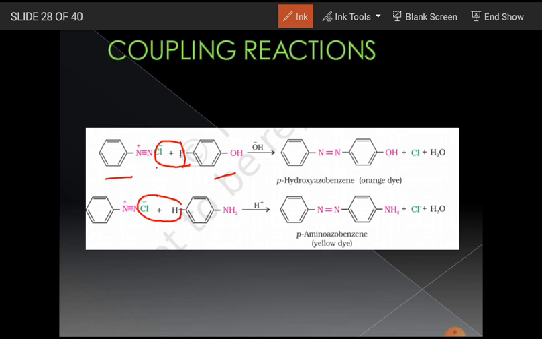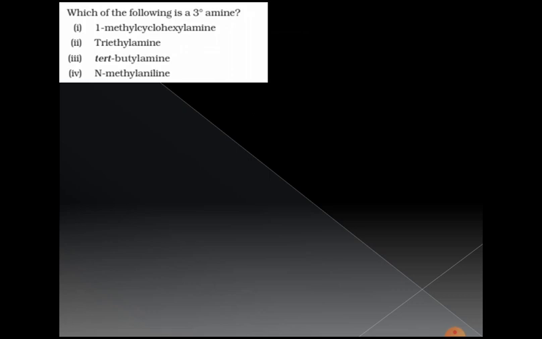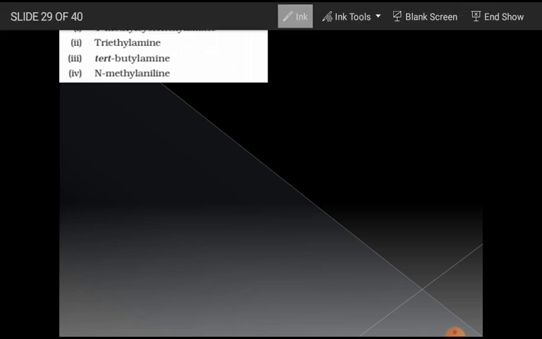So if we are treating it with phenol, then we will be getting an orange dye because of para-hydroxyazobenzene. And if you are treating it with aniline, we will be getting para-aminoazobenzene, which is responsible for a yellow dye. So this is about coupling reactions. So with this, we are concluding this chapter, and now let us do the questions related to this chapter.